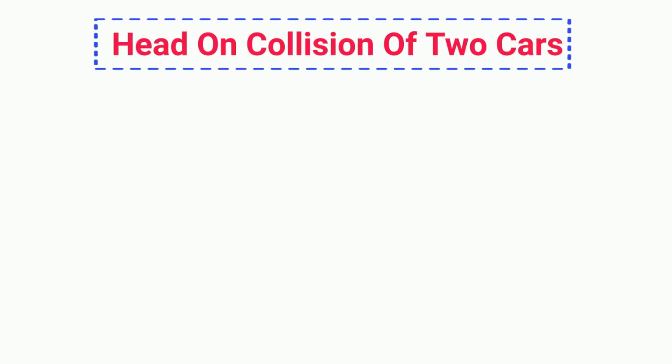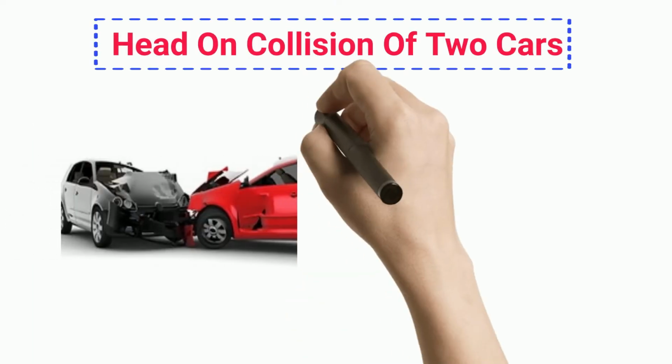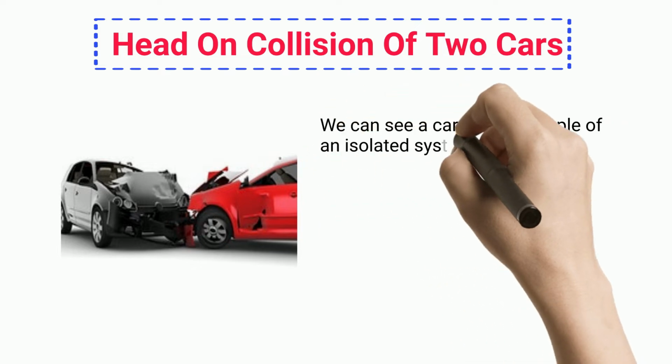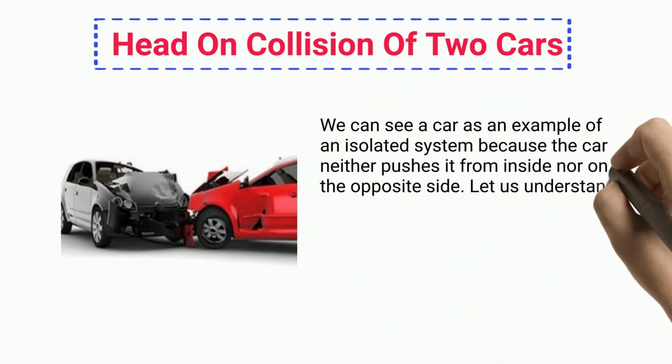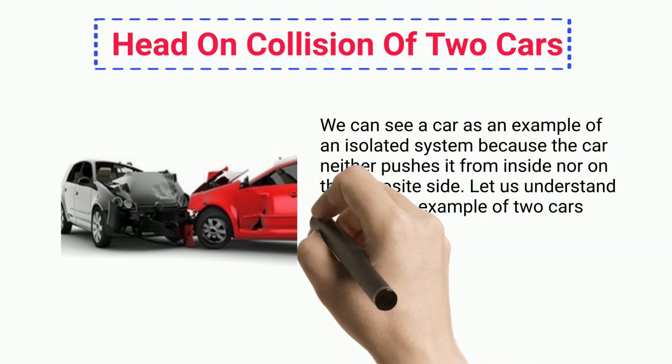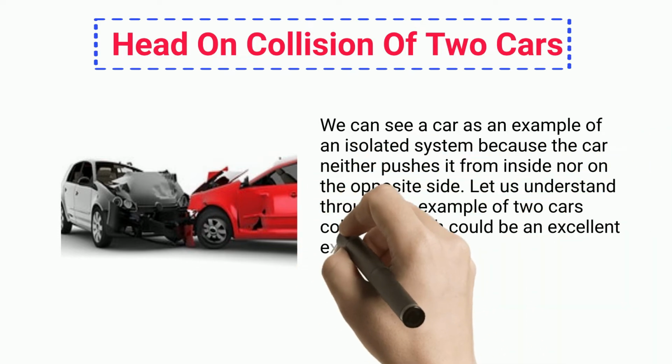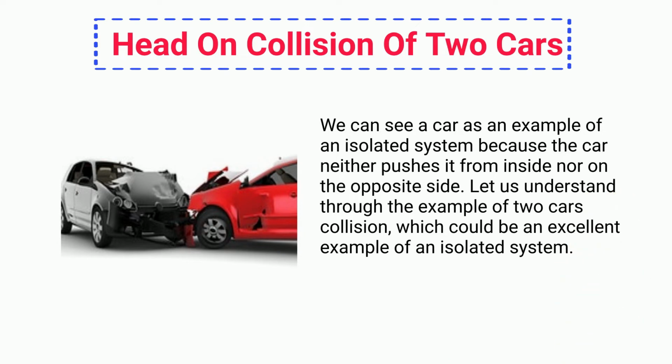Head-on collision of two cars. We can see a car as an example of an isolated system, because the car neither pushes from inside nor on the opposite side. Let us understand through the example of two cars colliding, which could be an excellent example of an isolated system.